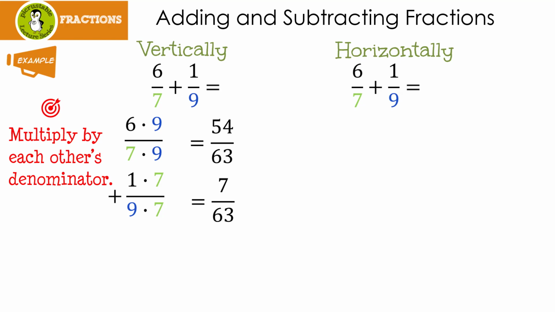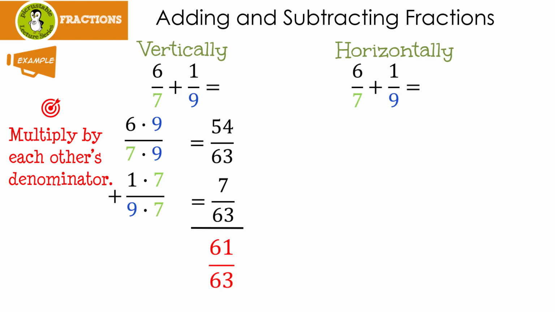Do you notice something interesting? Hello, we have a common denominator. Now all we have to do is add the tops and keep the same denominator. 54 plus 7 is 61, and then we keep 63. Hello, how easy is that?